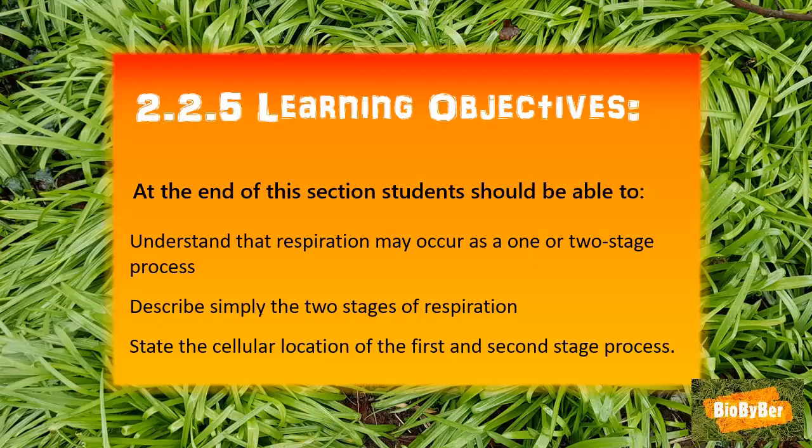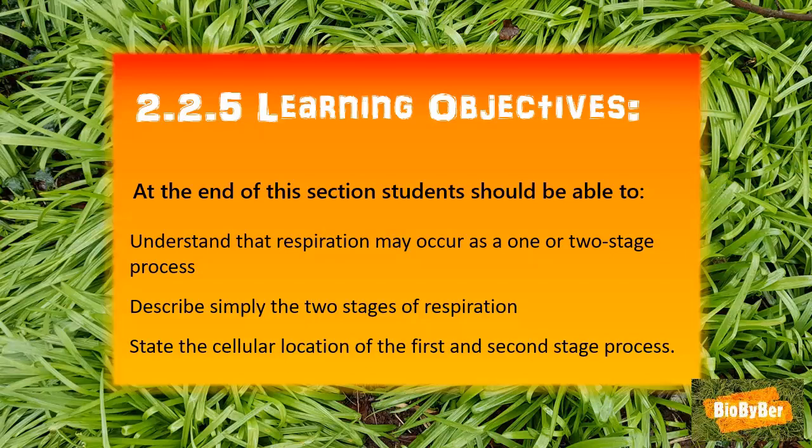Hi biologists, let's start by looking at the learning objectives for this lesson. At the end of this section and following the biology syllabus, you should be able to understand that respiration may occur as a 1 or 2 stage process. Describe simply the 2 stages of respiration. State the cellular location of the first and second stage process.